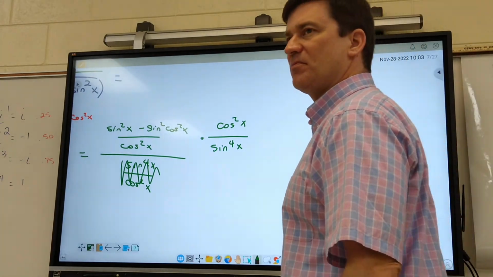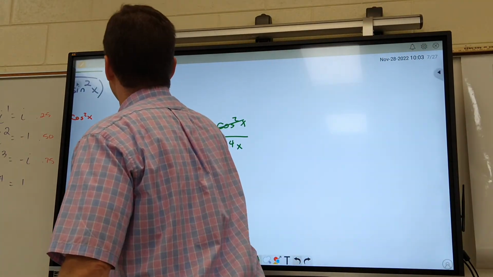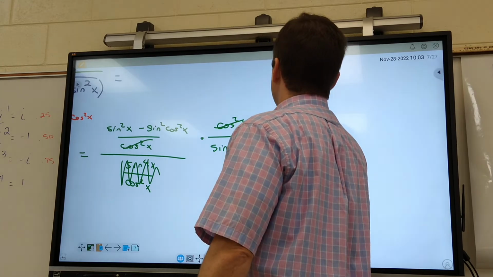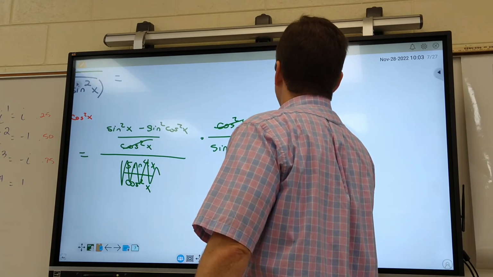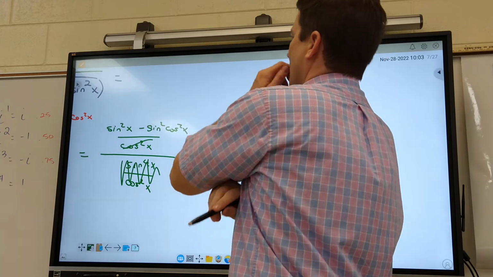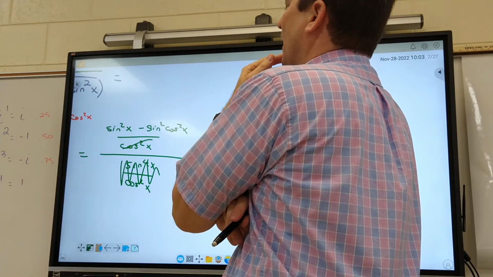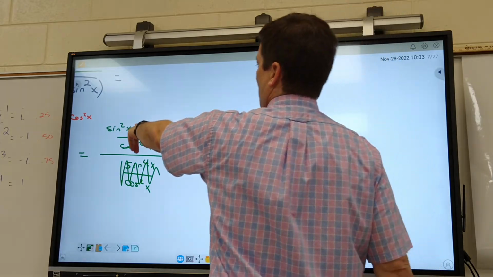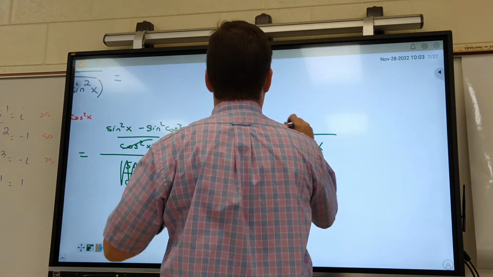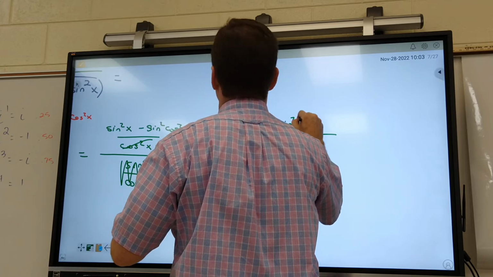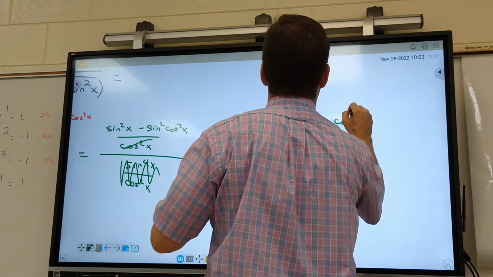Now what cancels? Cosine squared, right? What do I have left over? Well, I've got sine 4 on the bottom. All right, and I'm definitely not putting this on the test. What I'm going to do on the top, I'm going to factor out a sine squared. I'm going to get 1 minus cosine squared from that.